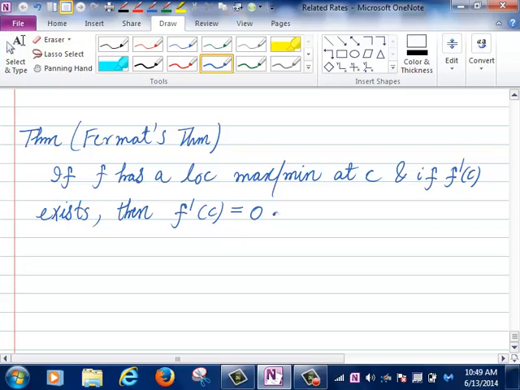So what this theorem tells us is that if you have a local max or a local min at a point, and if the derivative exists there, you are guaranteed that the tangent line is horizontal there. Am I making sense? So if I have a local max at a point and the derivative exists there, then the derivative must be 0 there. In other words, if f has a local max or a local min at a point c and the derivative exists there, then you have a critical point there, right? Okay.